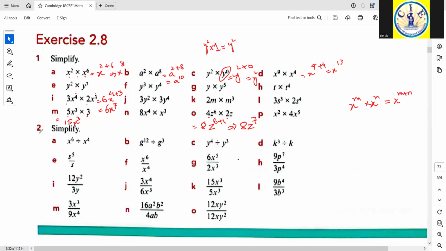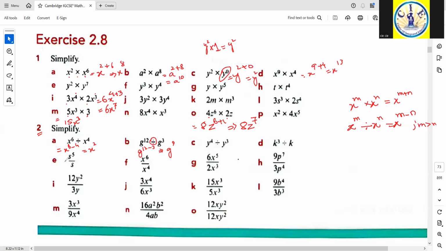Okay, now it is question number 2. It contains the use of the second law of indices that we studied, x raised to power m divided by x raised to power n. That will give us x raised to power m minus n normally, provided that m is greater than n. Okay. So part A will give us x raised to power 6 minus 4. That is x raised to power 2. Same goes for part B, g raised to power 12. Since this is a division sign in between, we'll write 12 minus 3. That means g raised to power 9.